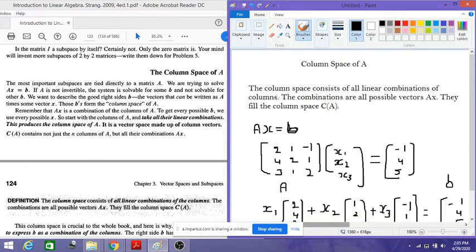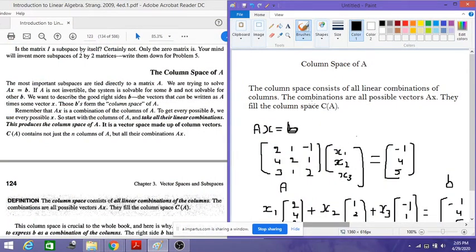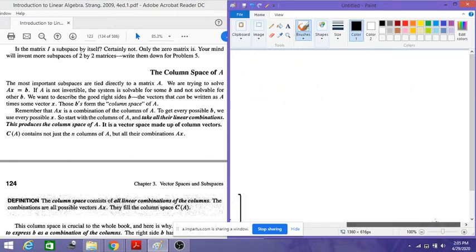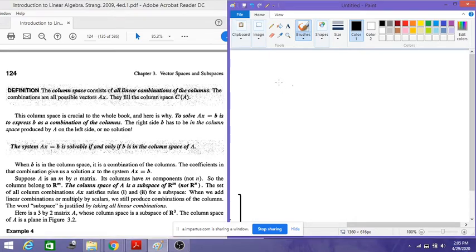Let us look into the definition here. The column space consists of all linear combinations of columns. The combinations are all possible vectors Ax. They fill the column space, and that is called C of A. Now, to find the solution, the condition is that to solve Ax equal to b is to express b as a combination of columns. So the right side b has to be in the column space produced by A on the left side, or there is no solution.